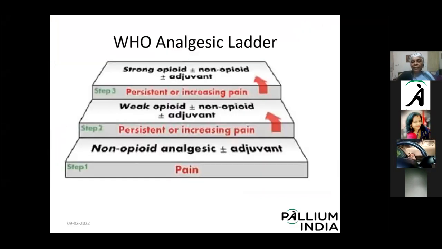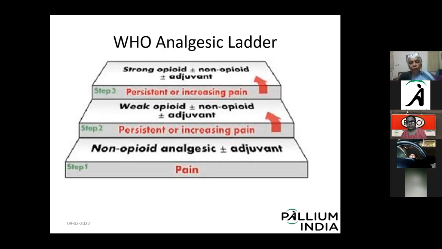Now, the WHO analgesic ladder is a 3-step ladder. The original ladder, which most of us are following, is a 3-step ladder. And this is based on the intensity of pain, right? In step 1, which is mild pain, an NRS score of less than 4, we give a non-opioid analgesic with or without an adjuvant, depending upon whether the patient has associated symptoms or not. So if the pain is controlled with this, we can stick to this.